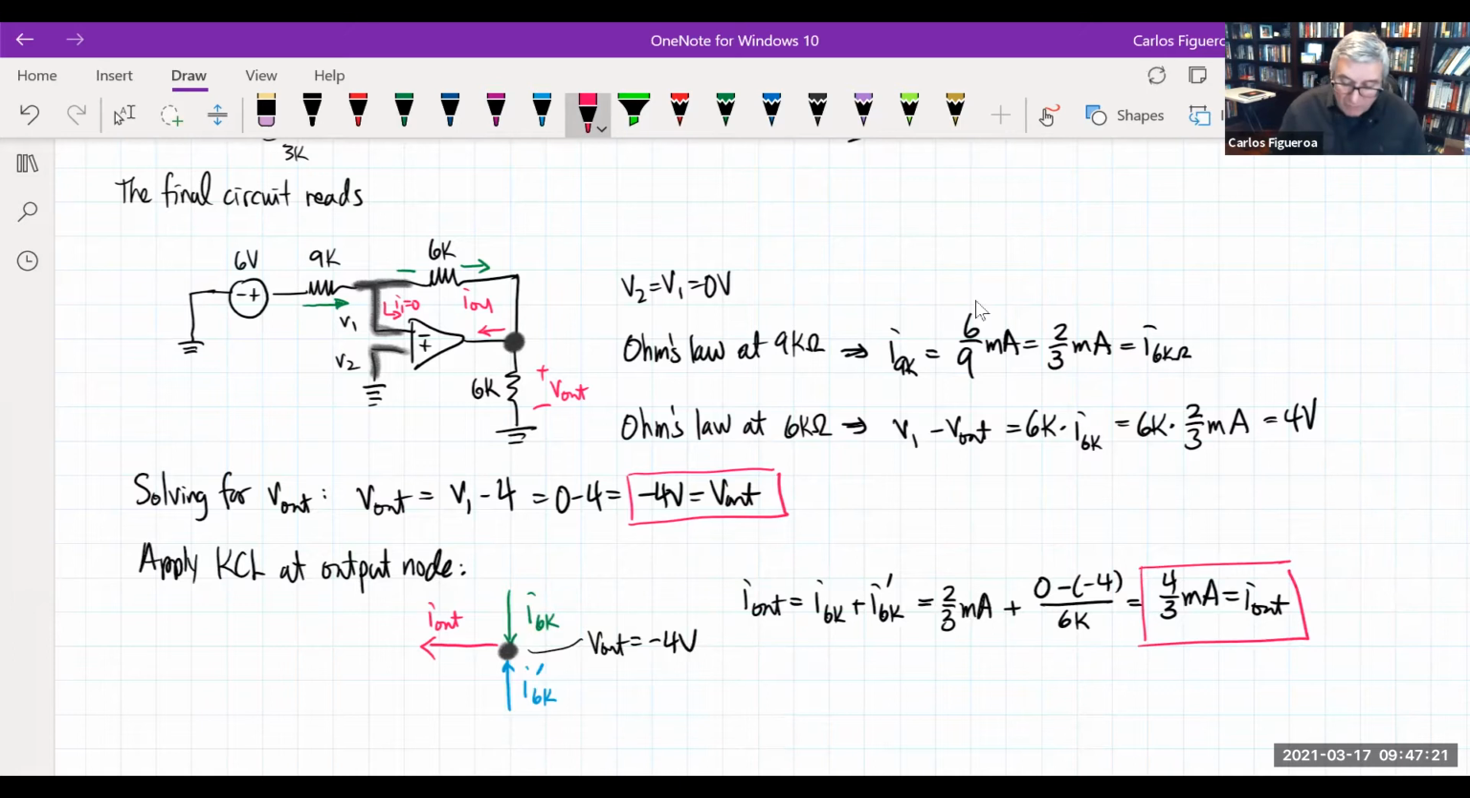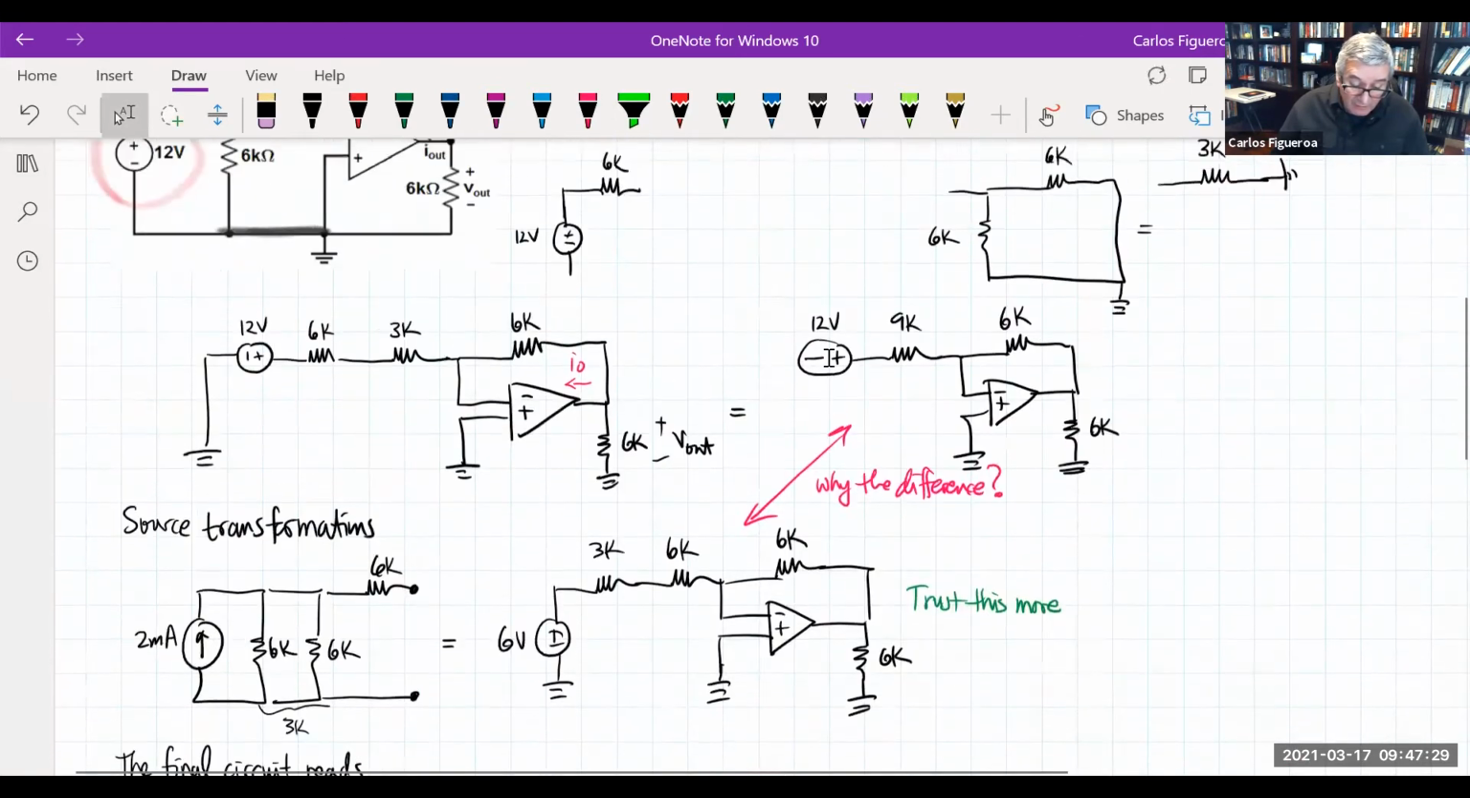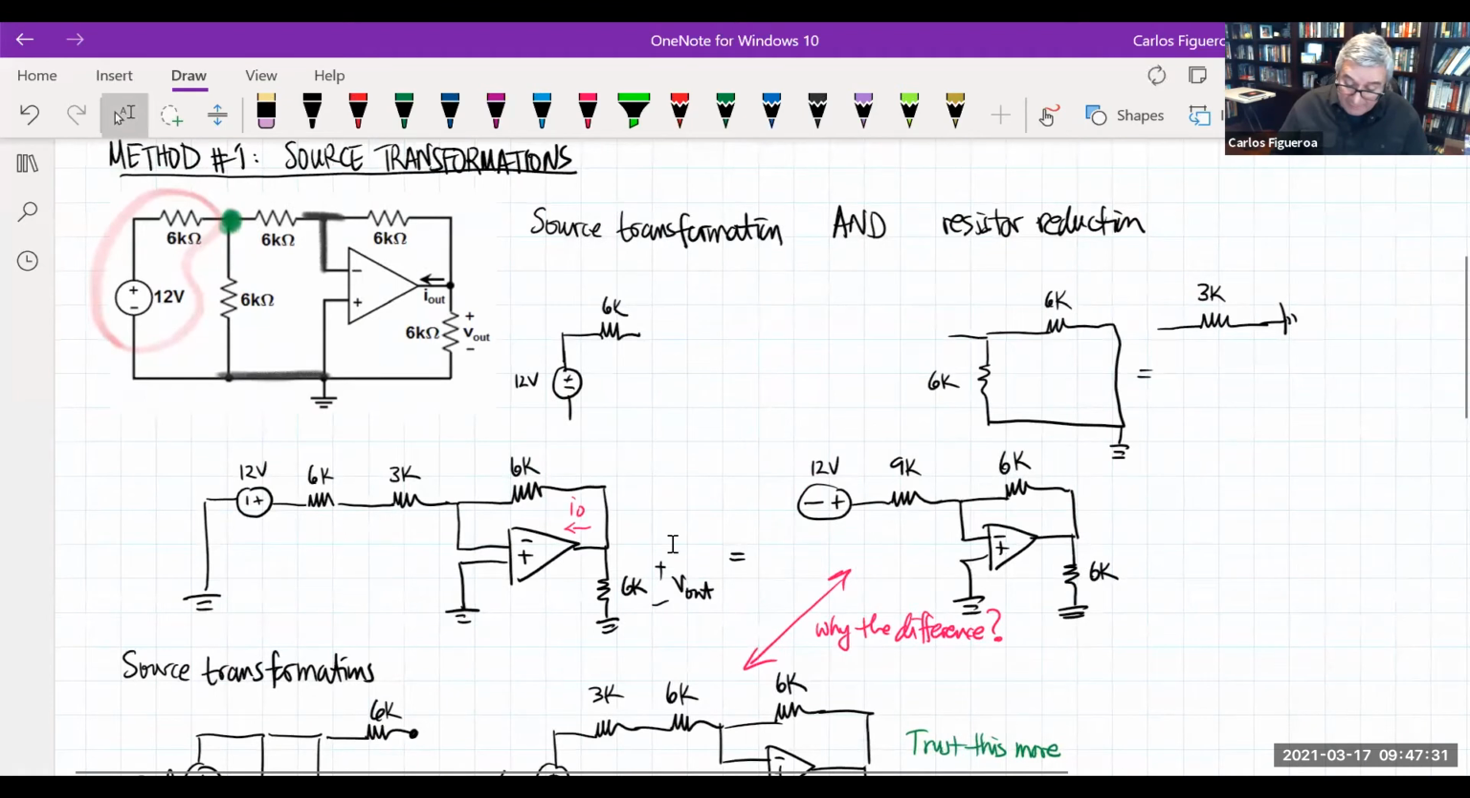So I have both the voltage and the output current. Now I got to go check this and see if this works. I don't know what happened here. I must be doing something silly.